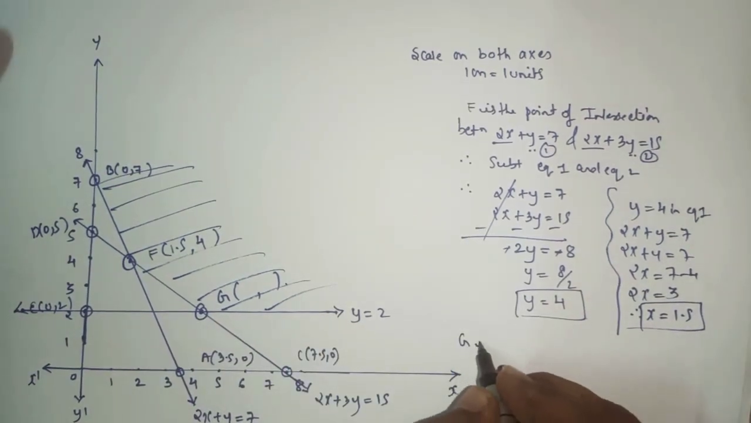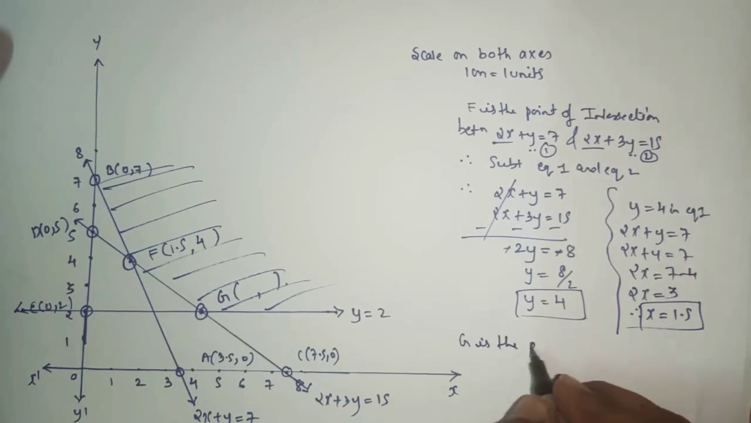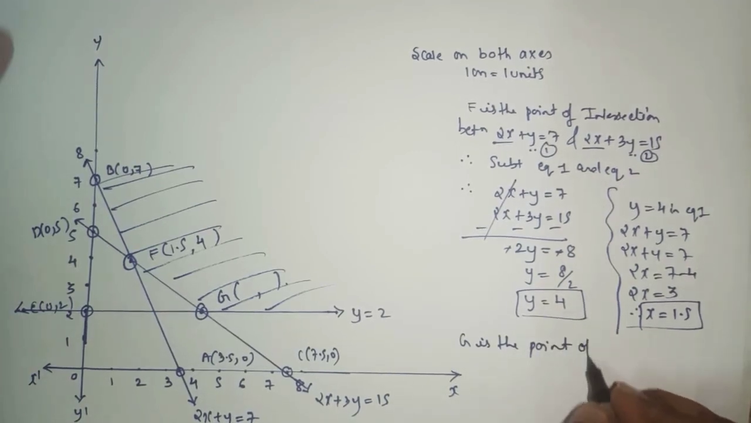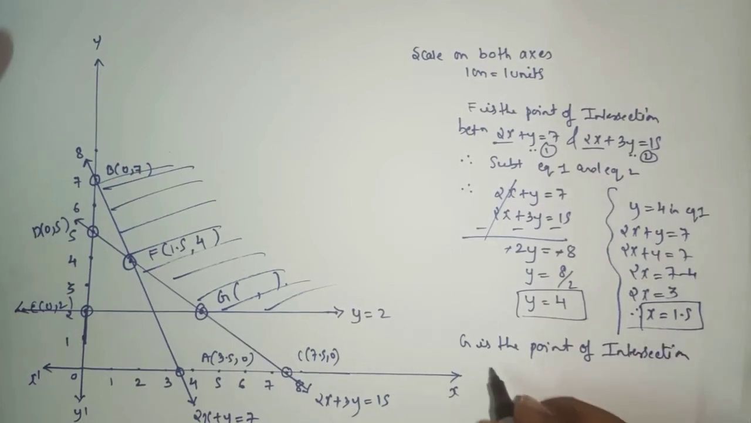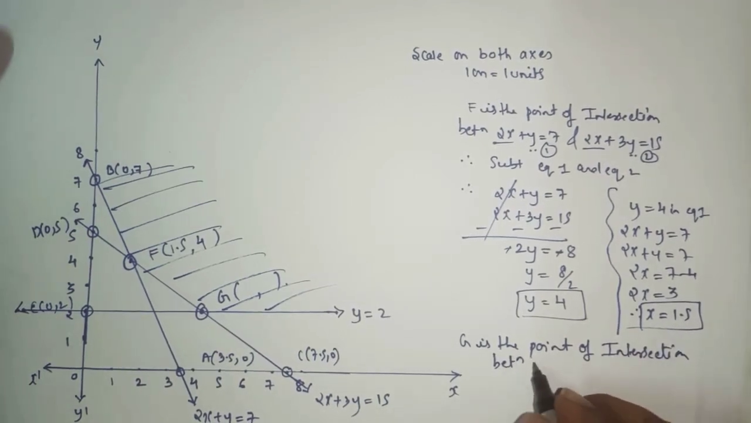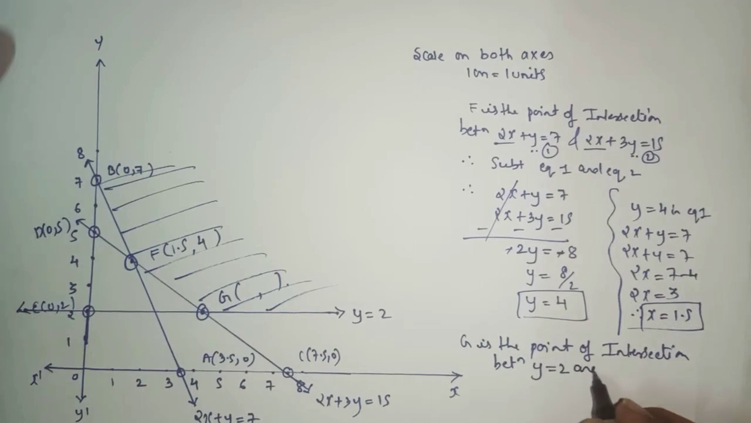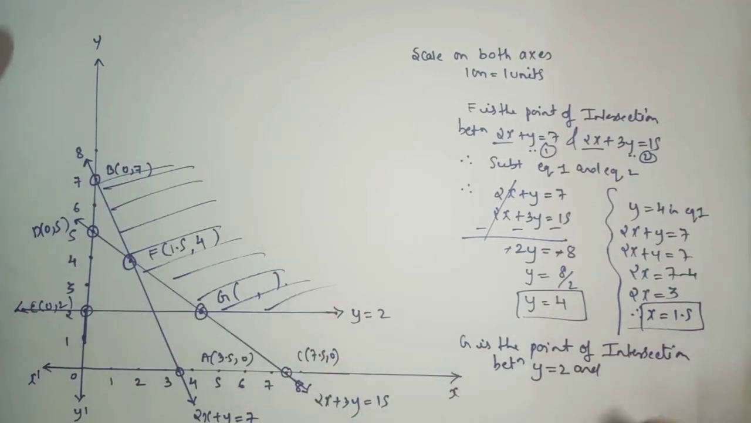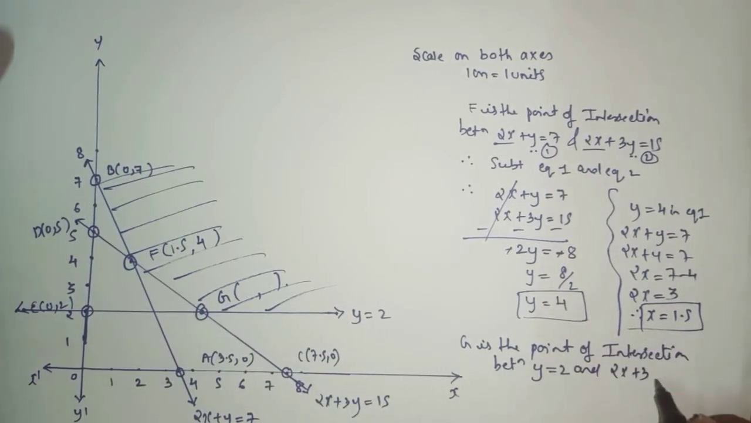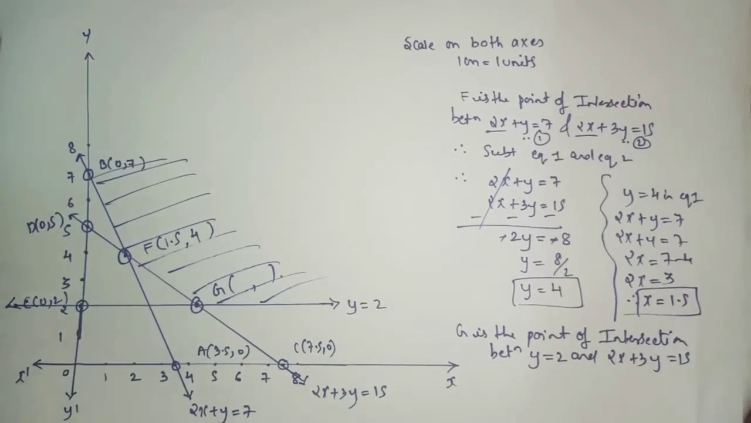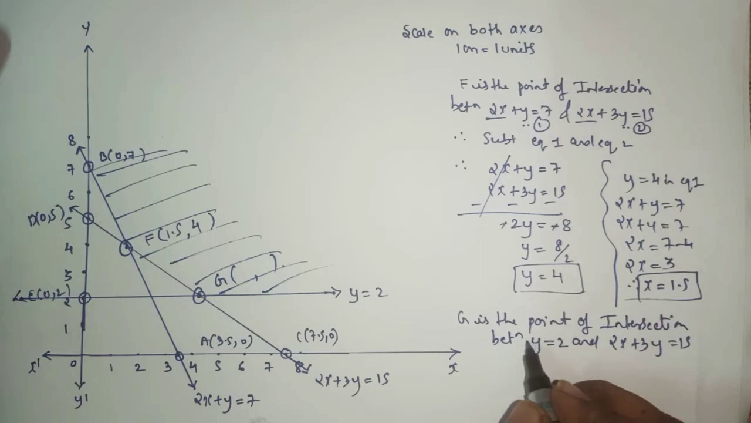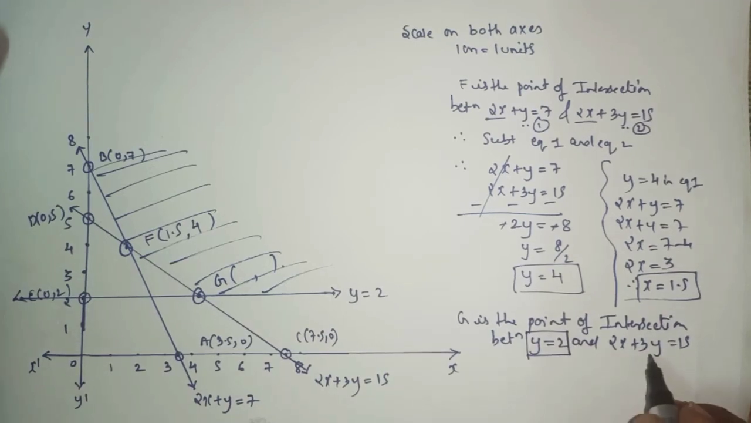So we'll write G is the point of intersection between y equal to 2 and 2x plus 3y equal to 15. So for these two equations, there is no need of solving them simultaneously. Simply substitute the value of y equal to 2 here.